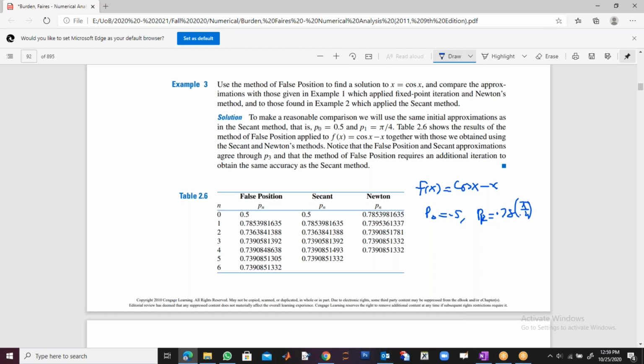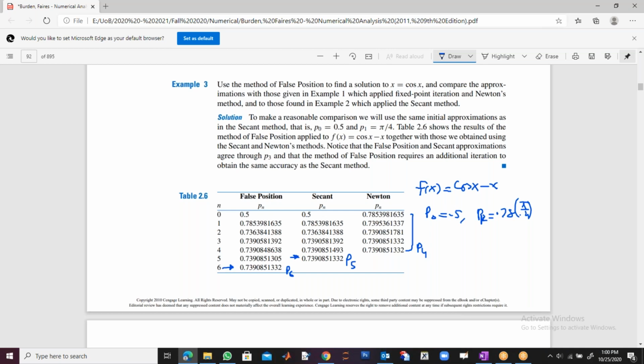So here you see Newton's method was very fast. We did this example with Newton's method as well. Only at P4 I got the accurate result. Here I needed one more iteration for the secant method. But here P6 gives me the same answer. So the false position method took one more iteration to give you the same answer, which the secant method gave you in just 5 steps.